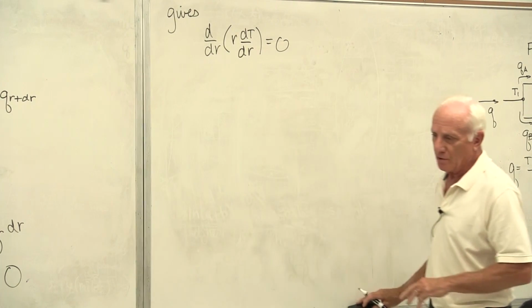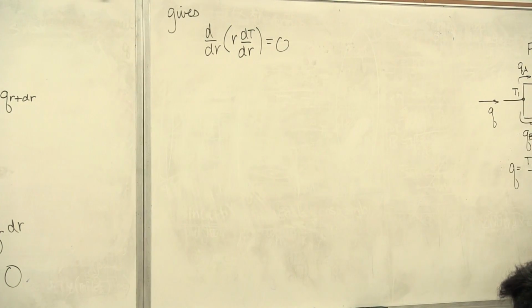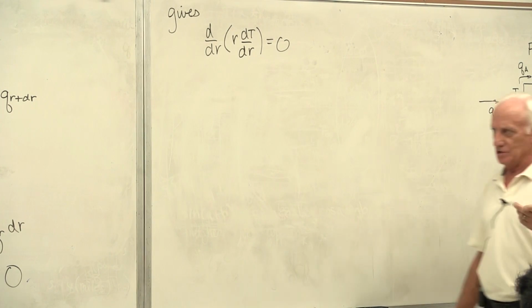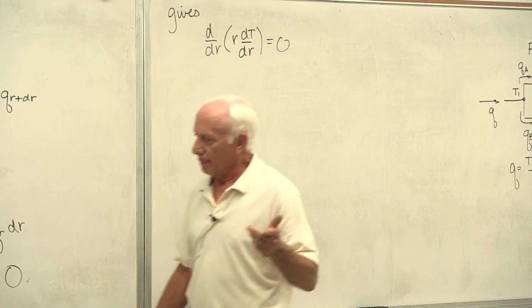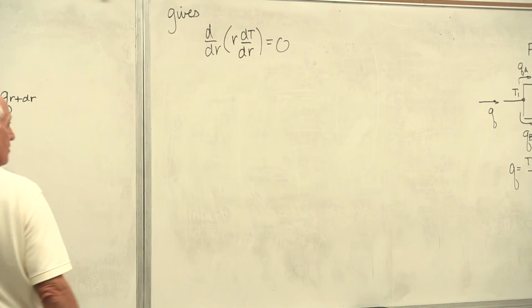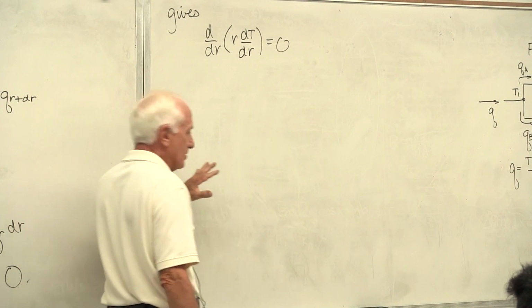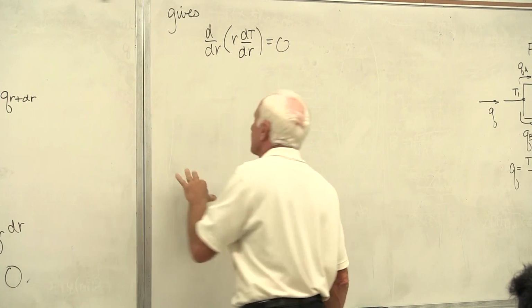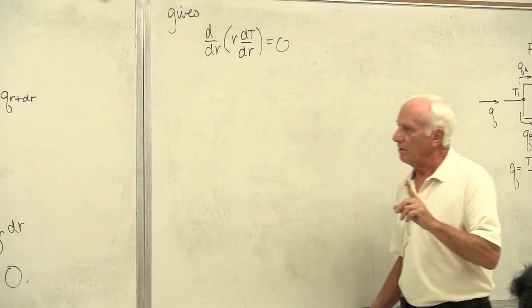If you want to, you can go back to chapter 2, the heat diffusion equation in cylindrical coordinates, and you can derive it also from that equation. Okay, there's a governing differential equation. We want to solve that for T as a function of r.